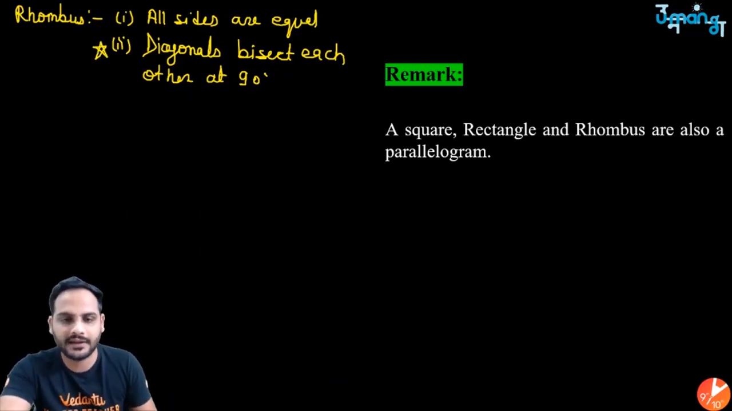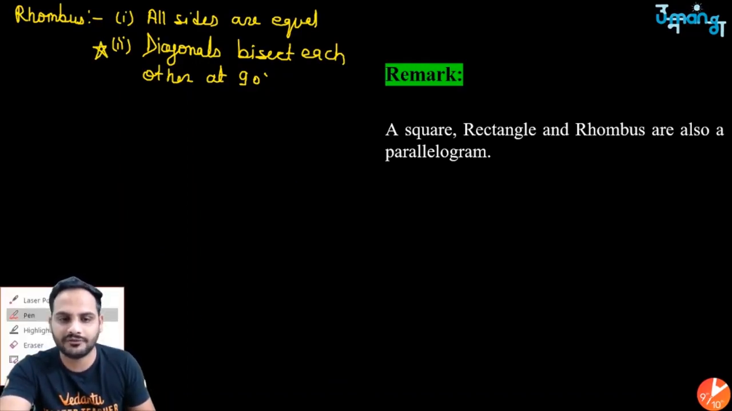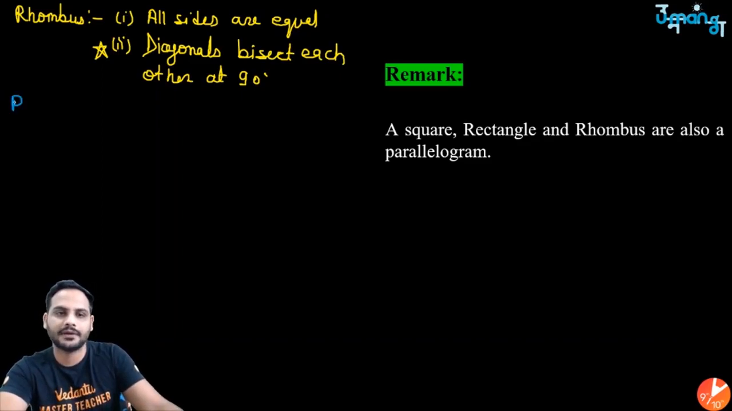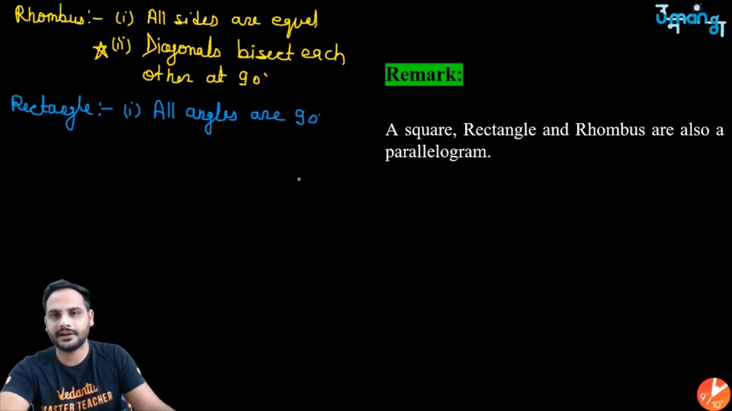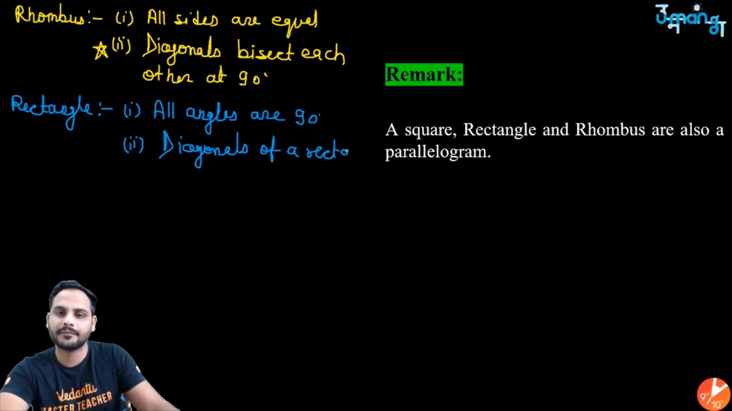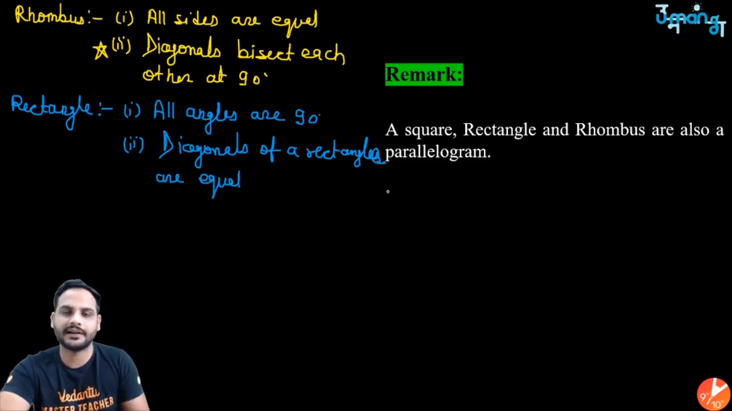Okay. Then next we'll talk about the properties of a rectangle. According to the definition, all angles are equal, or all angles are 90 degrees. All angles of the rectangle are 90 degrees. The second important property for the rectangle is that diagonals of a rectangle are equal. Diagonals of a rectangle are equal.